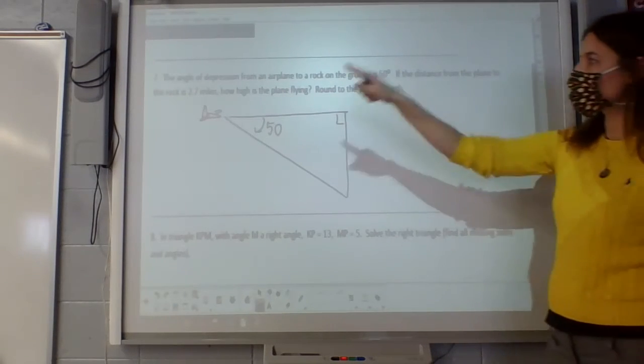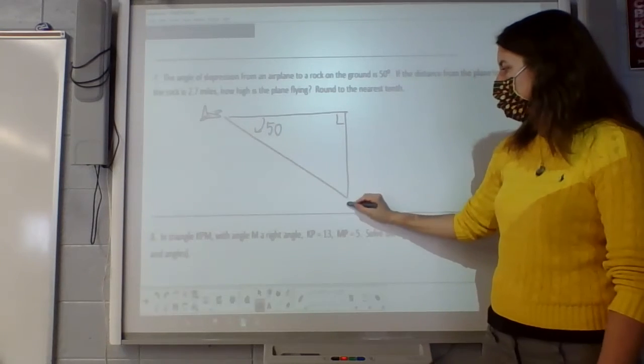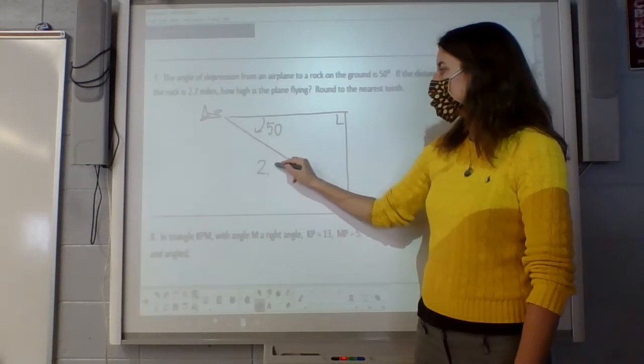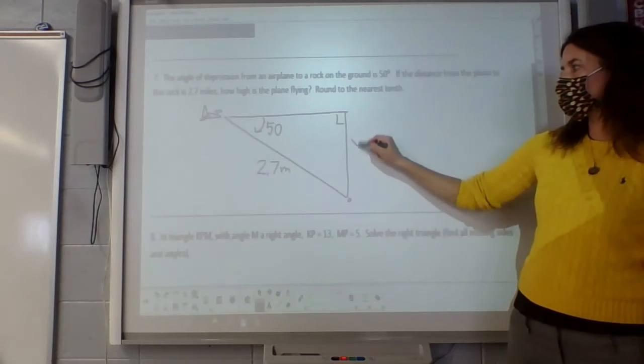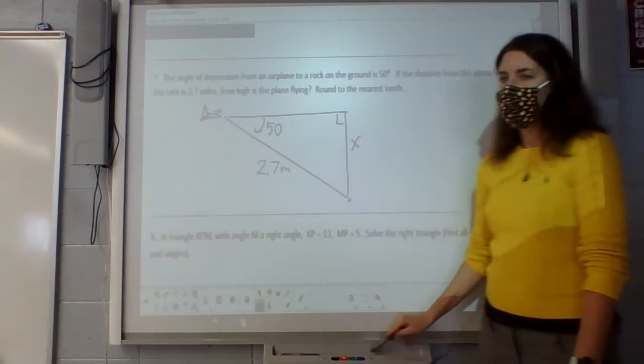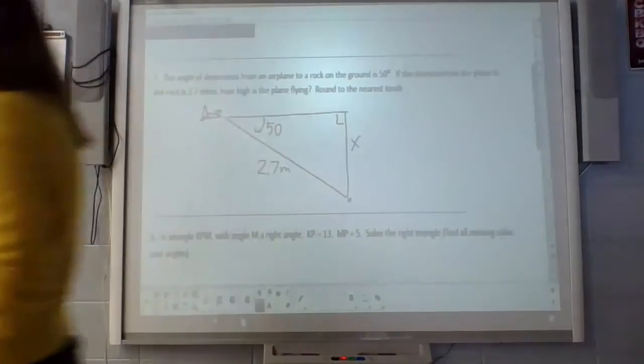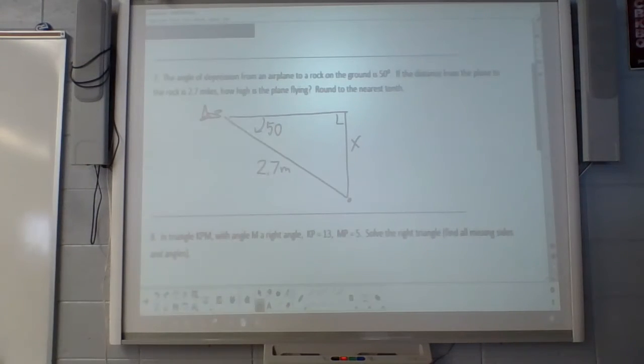Distance from the plane to the rock. If I went straight down to this little rock, it's 2.7 miles. How high is the plane flying? So we're looking for that distance. That's just a trig problem. The drawing just might be hard to visualize. Other questions, you guys? Yeah.